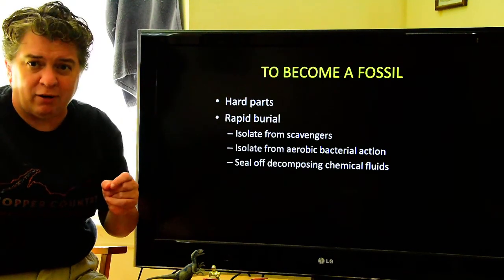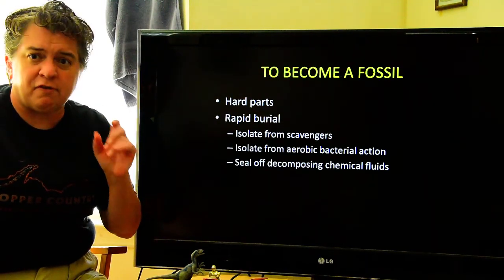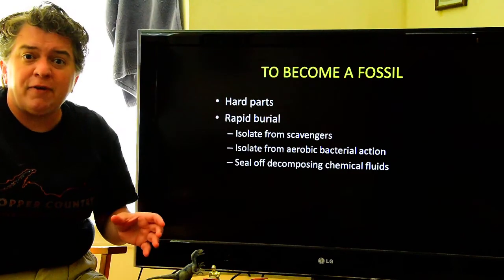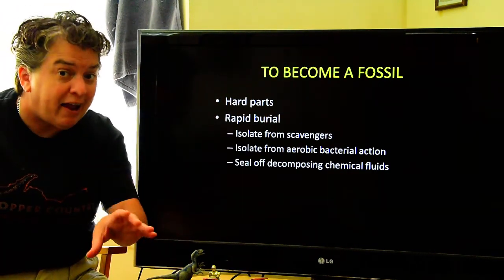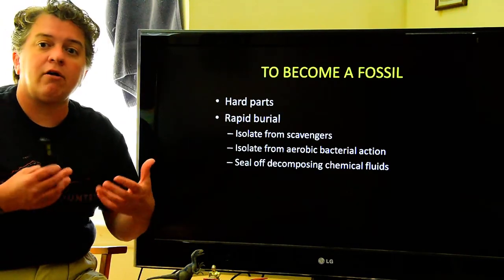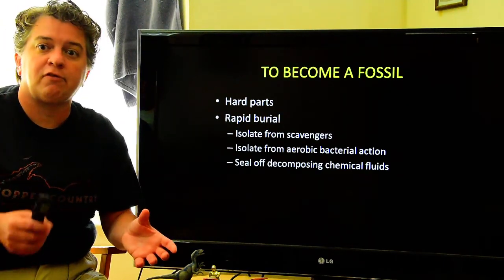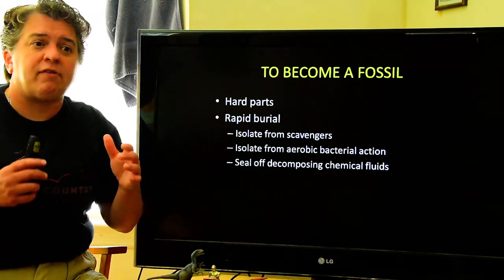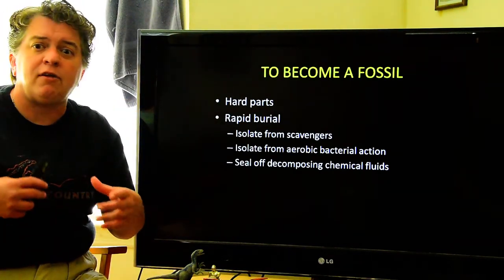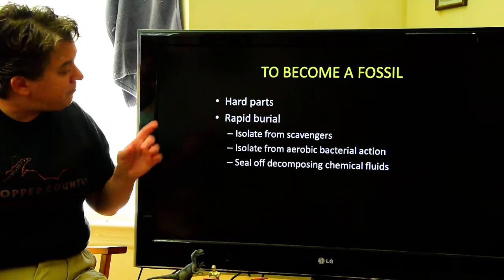Possession of hard parts. If something is just soft and squishy, like a jellyfish, it's not as easy to preserve. I'm not saying they can't be preserved, but it's harder for something that's just soft and squishy to be preserved. So having hard parts like a shell or bones or teeth really helps.